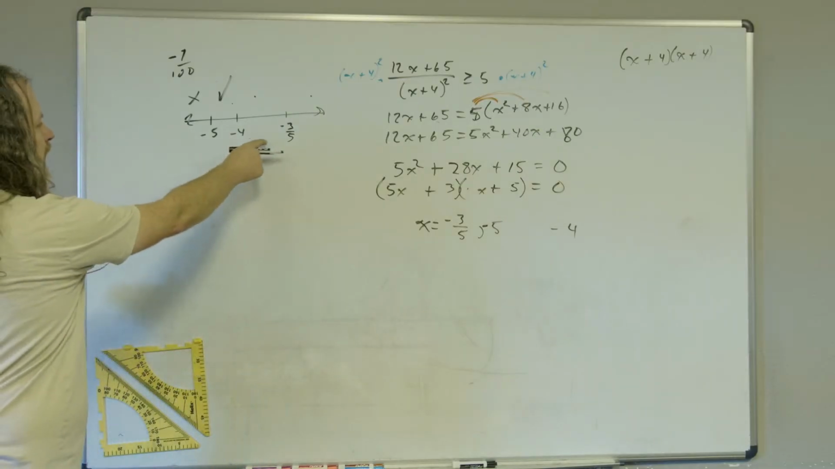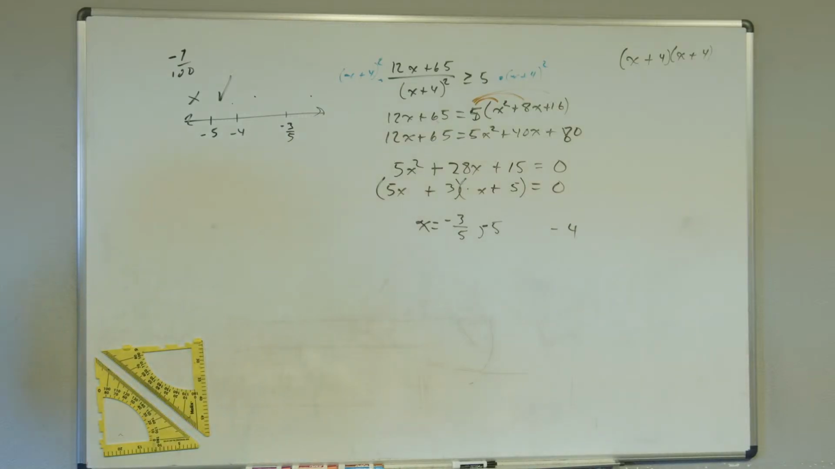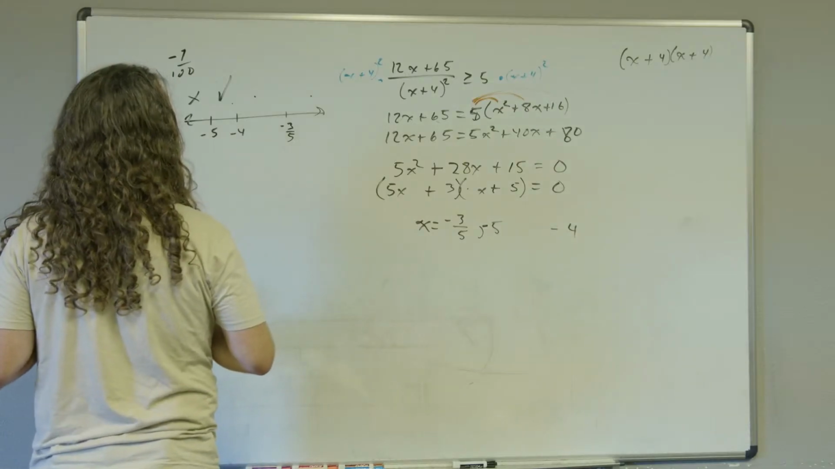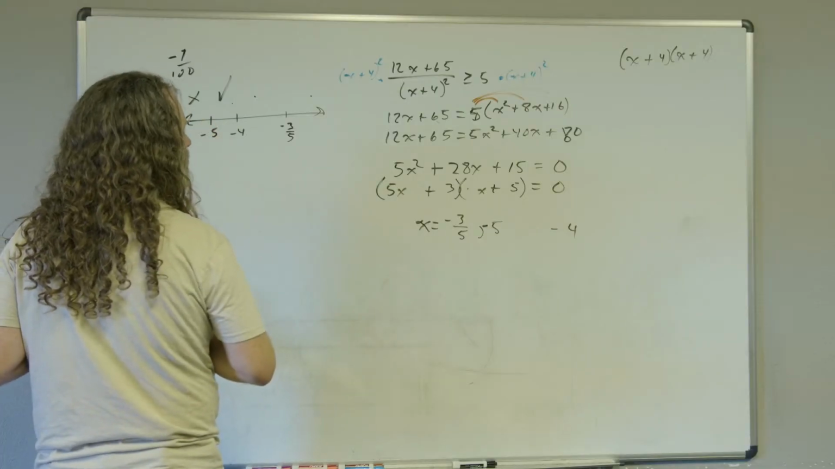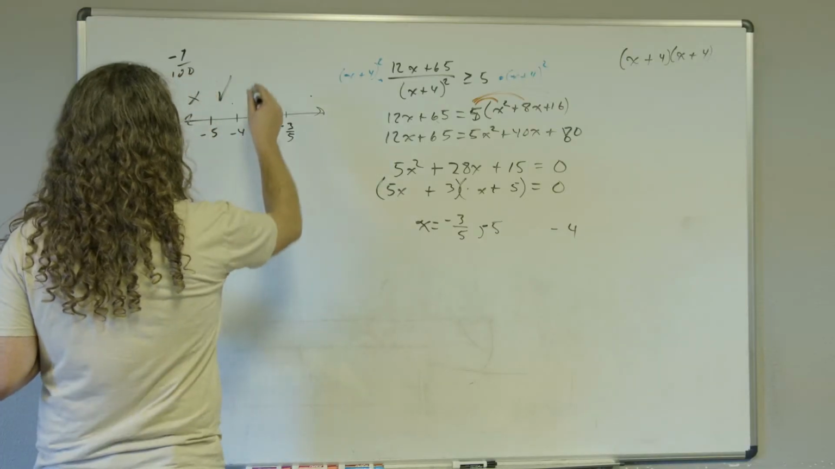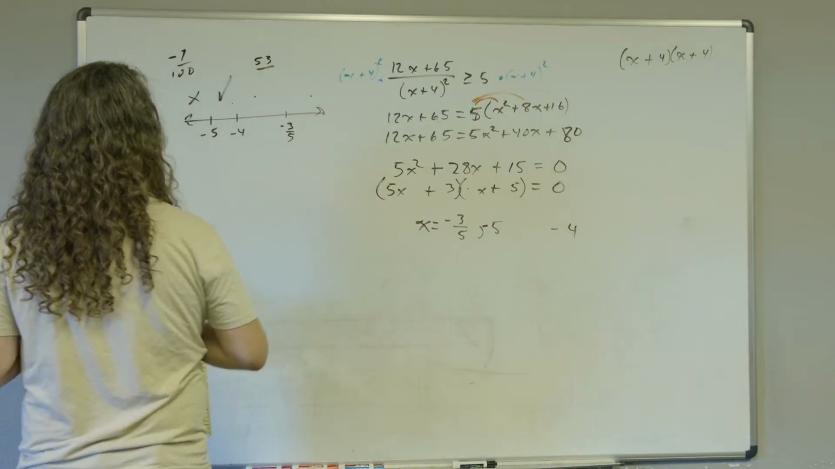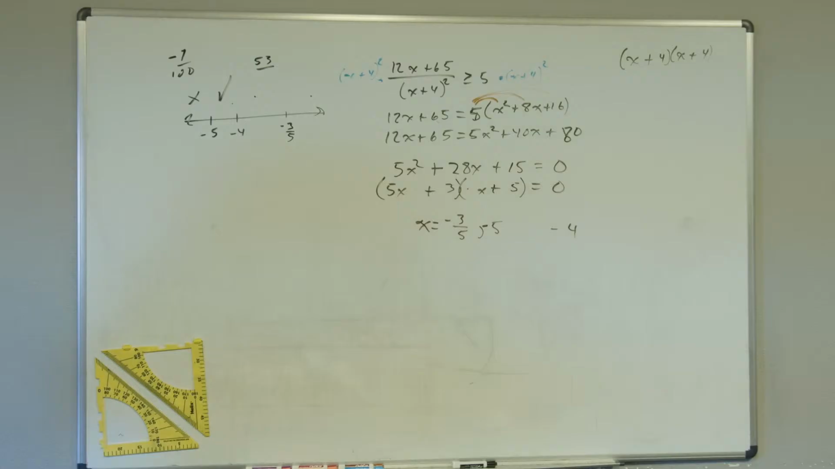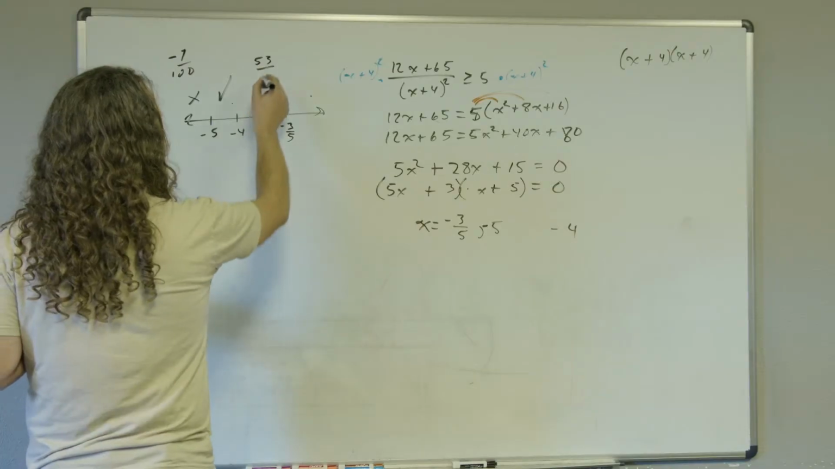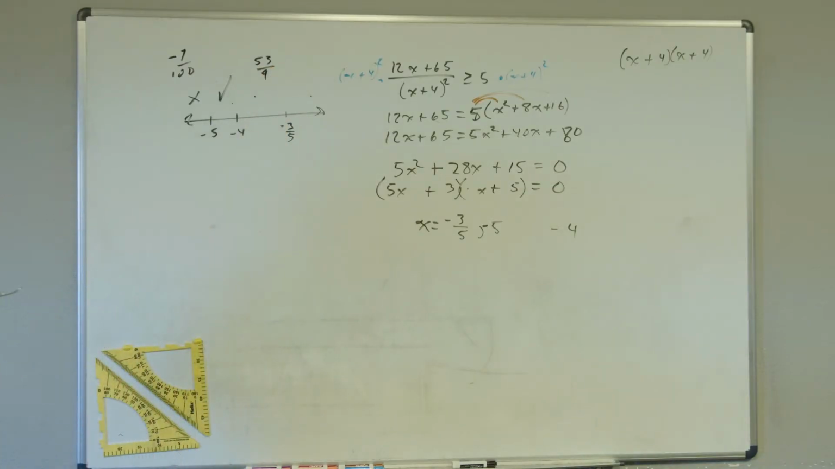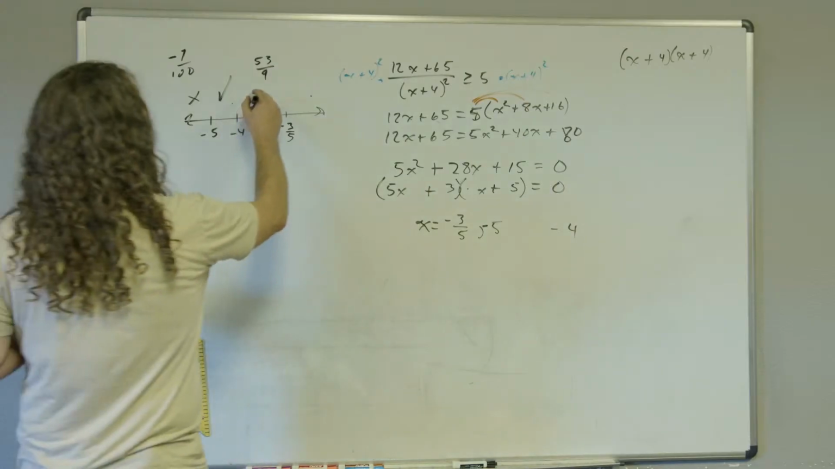So negative 1. That's 12 times negative 1. Negative 12 plus 65 is 53, over negative 1 plus 4 squared. Negative 1 plus 4 is 3, oh, 9. Is that bigger than 5? Yes. It's divided by 10. It's almost 6.